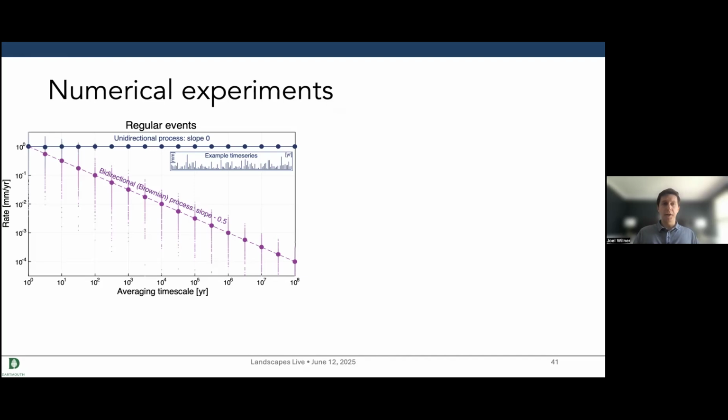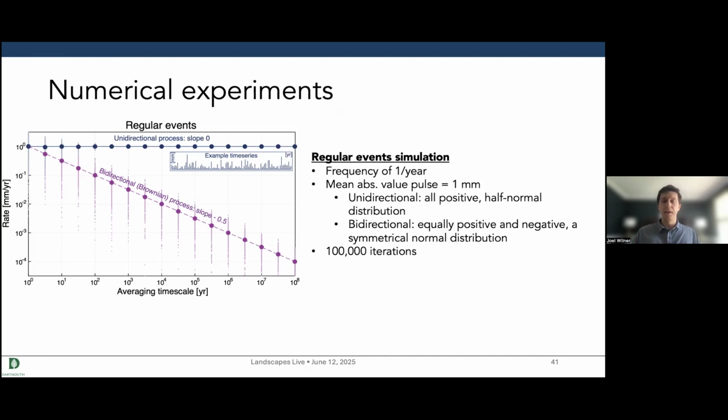First, I'm going to walk you through this fairly complicated plot showing regular events. If you look at this example time series here, you have a simulation suite of regular erosive or depositional events. I'll talk you through some of the specifications of this. We simulate regular erosive or depositional events at a frequency of one event per year with a mean absolute value pulse of 1 millimeter of displacement.